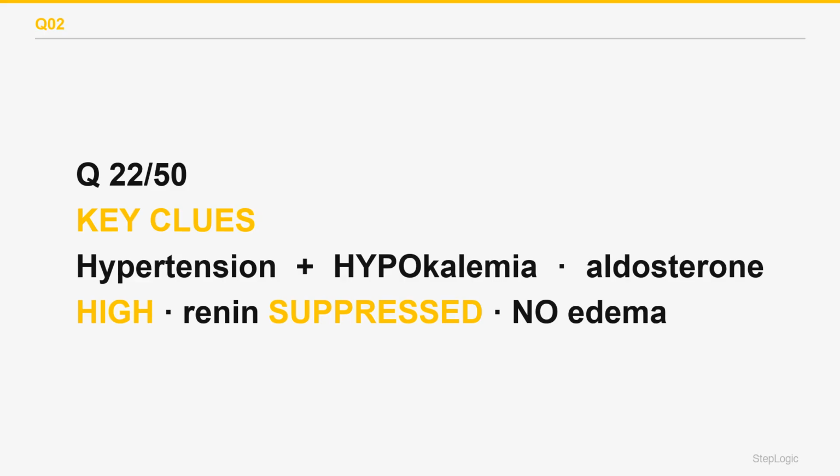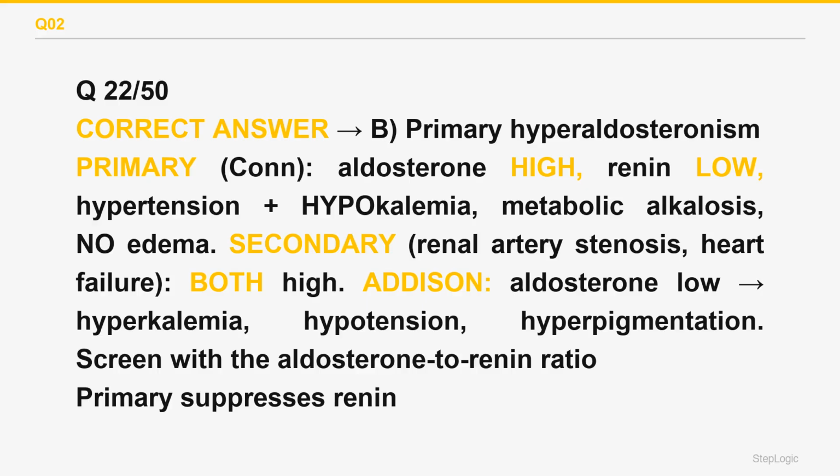In primary hyperaldosteronism, Conn syndrome, from an adrenal adenoma or bilateral hyperplasia, aldosterone is produced autonomously, so sodium retention raises blood pressure and the resulting volume expansion suppresses renin. Aldosterone high with renin low is the diagnostic signature. In secondary hyperaldosteronism, such as renal artery stenosis, renin drives the whole system and both are elevated, which excludes choice C. Addison disease is the mirror image, with aldosterone deficiency causing hyperkalemia and hypotension. The correct answer is B.